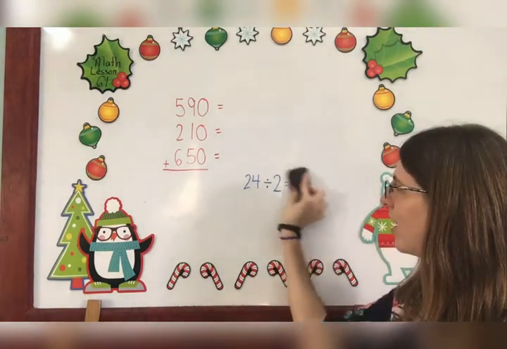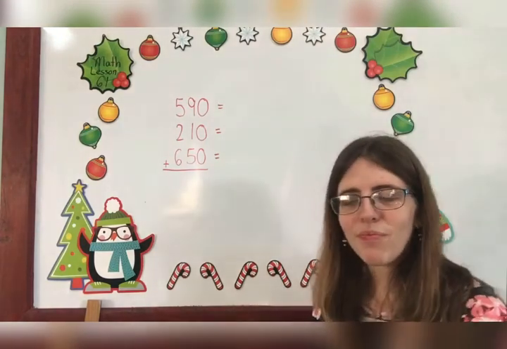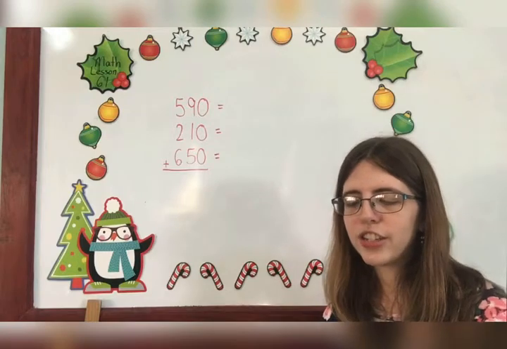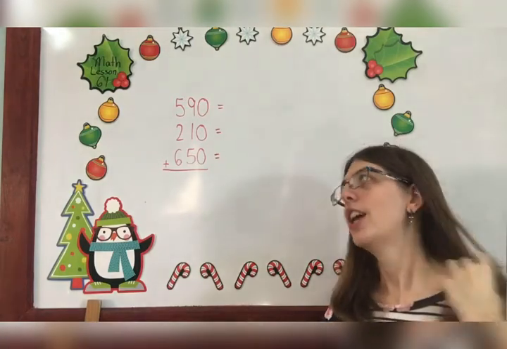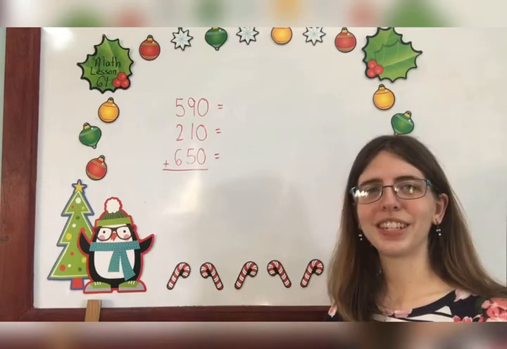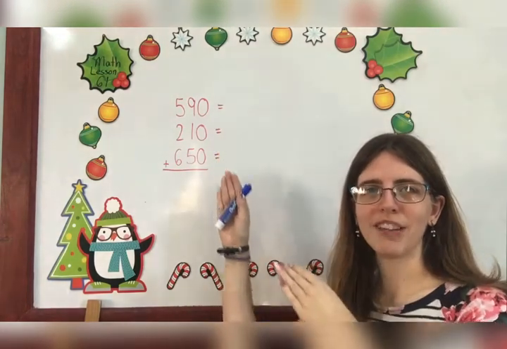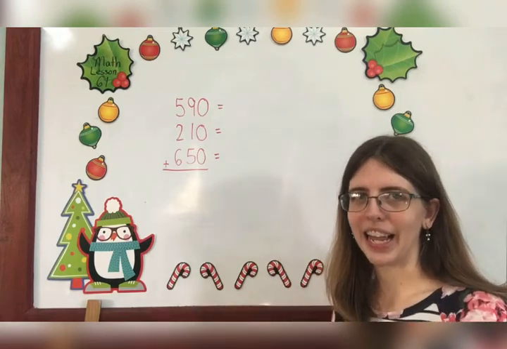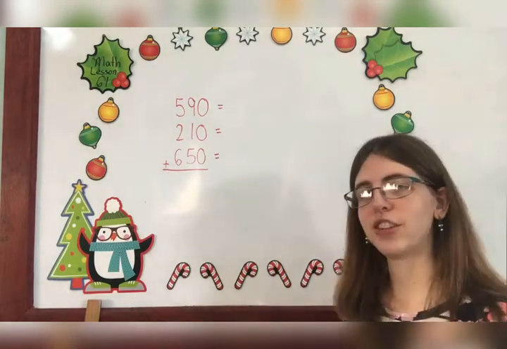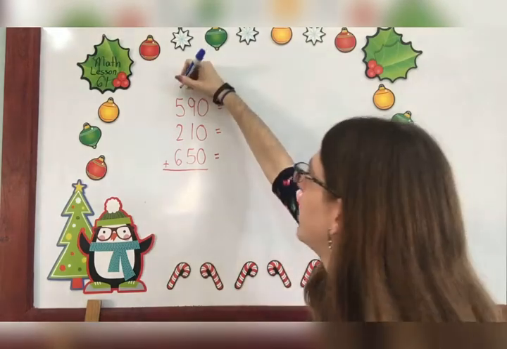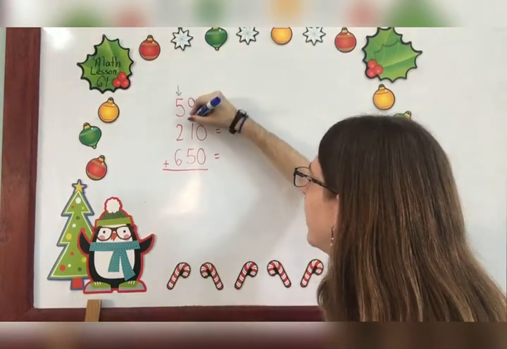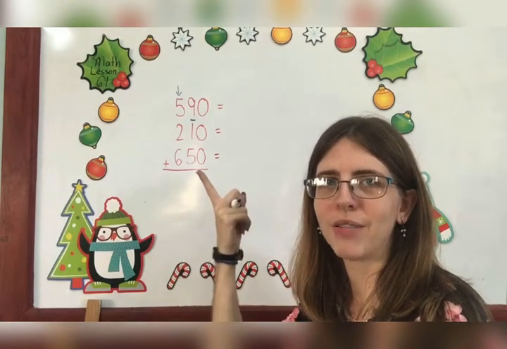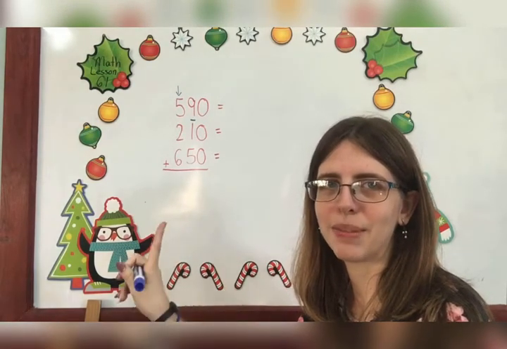Okay, number 5 says use rounding to the nearest hundred to estimate the answers. So for letter A, let's do it together. I need to round each one of my addends to the nearest hundred so I can get an estimated answer. Let's start with 590. I'm rounding the 5. I need to look at the 9 to tell me what to do. Is that 5 or greater, so I round up, or is it 4 or less, so I keep it the same?